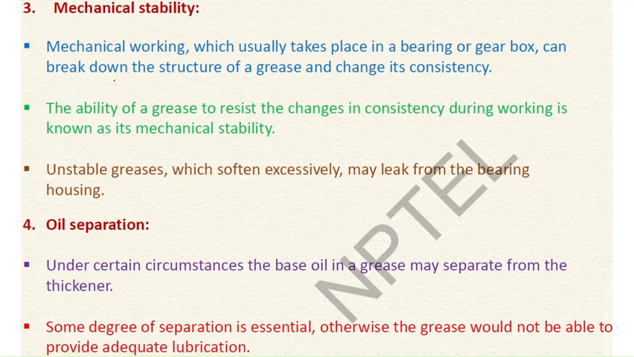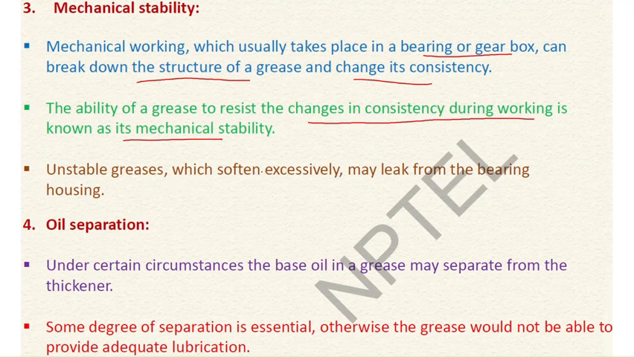Coming on to the mechanical stability. Mechanical working, which usually takes place in a bearing or gearbox, can break down the structure of the grease and change its consistency. The ability of the grease to resist changes in consistency during working is known as mechanical stability. Unstable greases which soften excessively may leak from the bearing housing. If they are not stable, what will happen? During the bearing operation, the grease will leak out from the place it is applied.